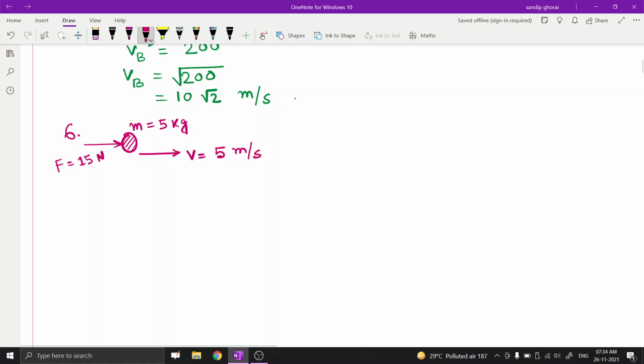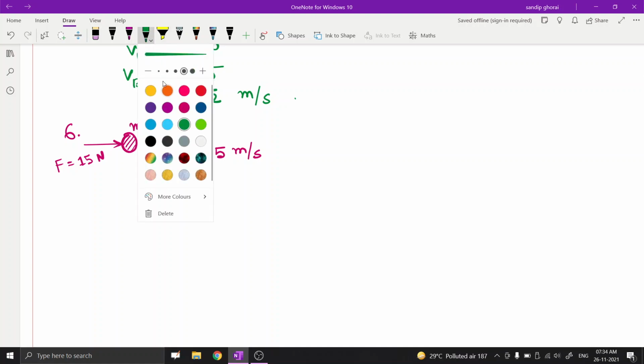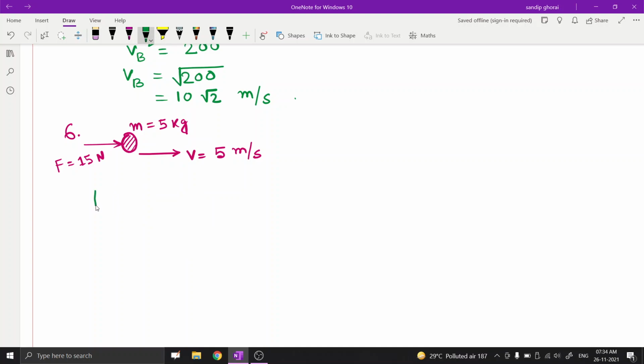Okay, so to solve the question, we simply use the power relation. We already know power is equal to work done upon time, or we can say force into velocity. So in this question, what is the force value? 15 into the velocity, means 5. So what is your answer? 75, and this is 75 watt. Okay, so your answer is 75 watt is the correct answer. Okay, now we move to our next question.